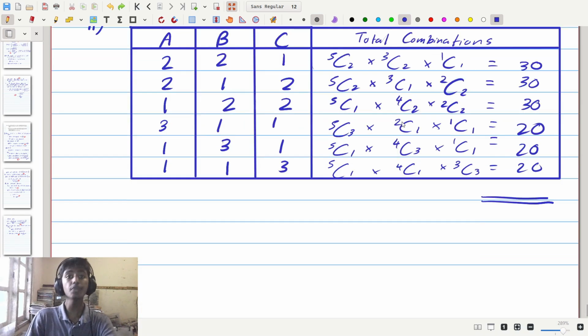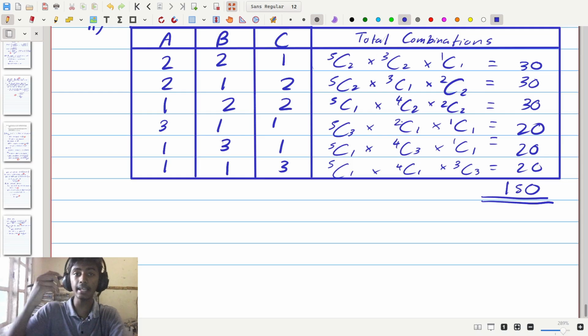So now, if we add all of these together, we can see we have 30 plus 30 plus 30, which is 90, plus 20 plus 20 plus 20, which is going to be 60, 60 plus 90 is going to be 150. Meaning that the total number of different ways that we can give all of these books such that each person gets at least 1 book is going to be 150.